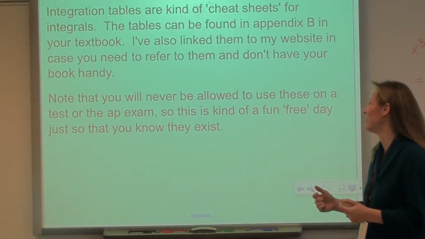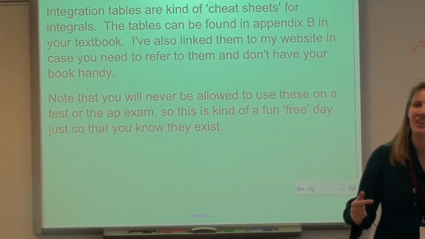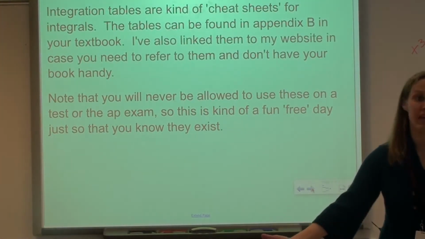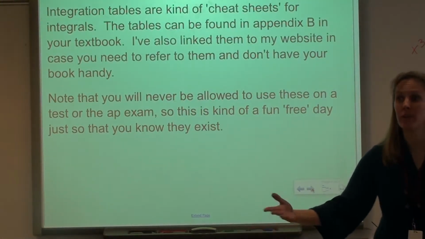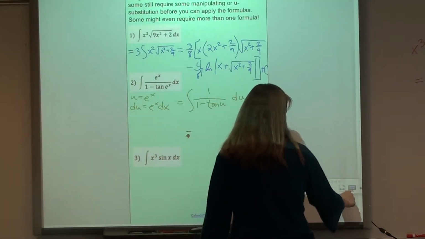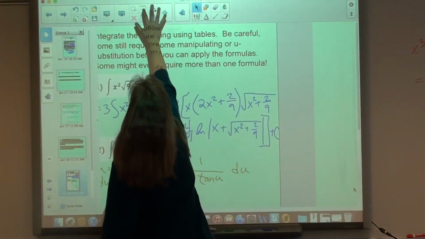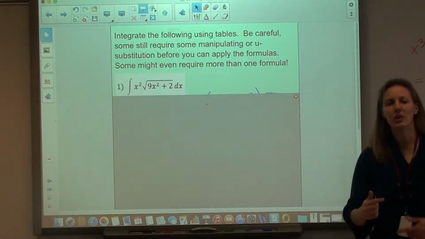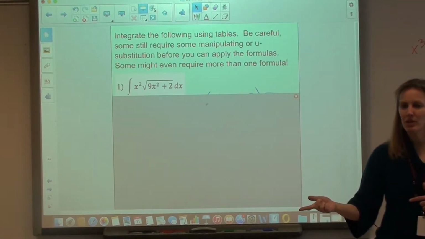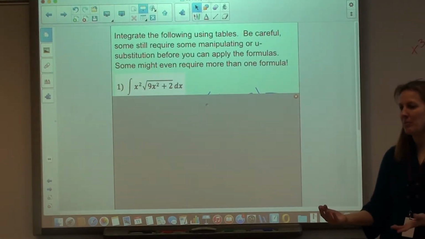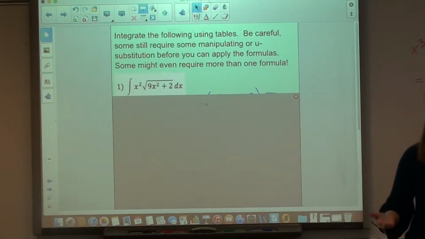What today is for is really just so you are aware of them. It's Integration Table Awareness Day. Here's what we're going to do. For the first one, if you don't have your book with you, get out a laptop, maybe one per pair. Open up your laptops. Go to my website.